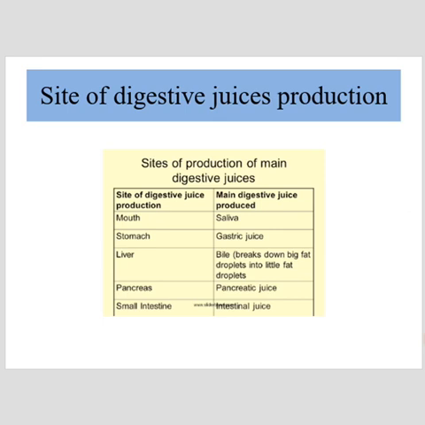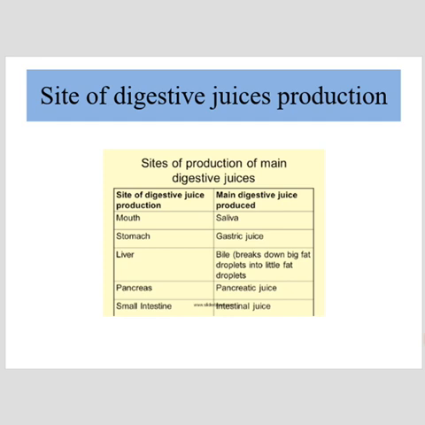So here we have the site of digestive juices production, where they can be produced. These digestive juices can be produced in the mouth, as we said on the last slide. So we have first the saliva. It is produced by the mouth. The gastric juice, which is produced by the stomach. We have the bile, which is produced by the liver. The pancreatic juice, that is produced by the pancreas, and the intestinal juice, that is produced by the small intestine.